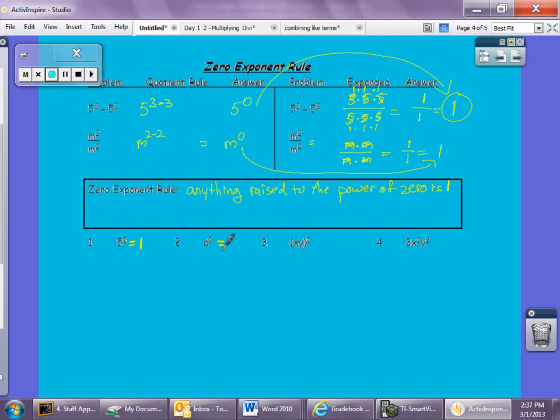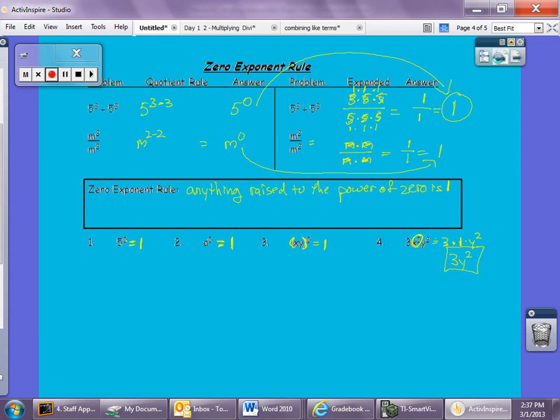It's simply 5 to the 0 is 1, a to the 0 is 1. Now, (xy) to the 0, since this whole thing is inside the parentheses, is 1. But with number 4, the only thing raised to the 0 power is that x. So that's really going to be 3 times 1 times y squared. So 3 times 1 is 3, so you're just left with 3y squared. Since x to the 0 is 1, we can really just take it out, and we're left with 3y squared.